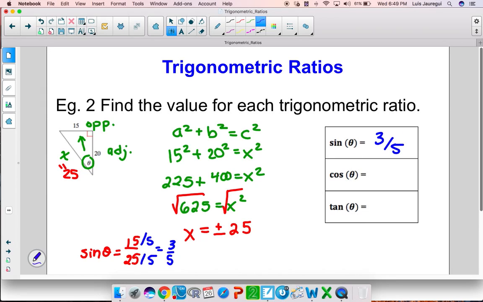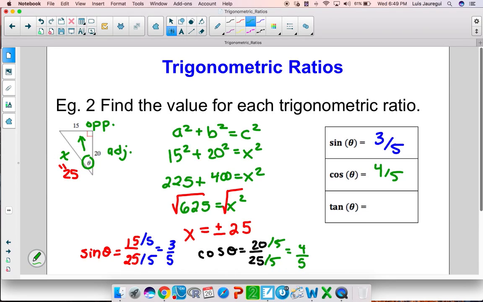In a similar fashion, we have cosine of theta is equal to the length of the adjacent leg divided by the hypotenuse. So we have 20 divided by 25. Let's go ahead and find out what is the greatest common factor of 20 and 25, which happens to be 5. So 20 divided by 5 is 4. And 25 divided by 5 is 5. So cosine of theta is 4/5.